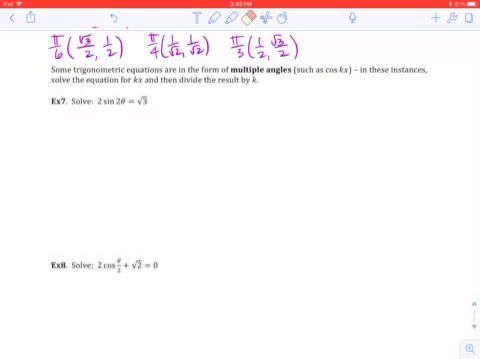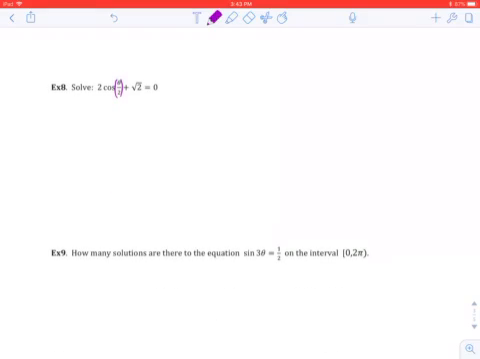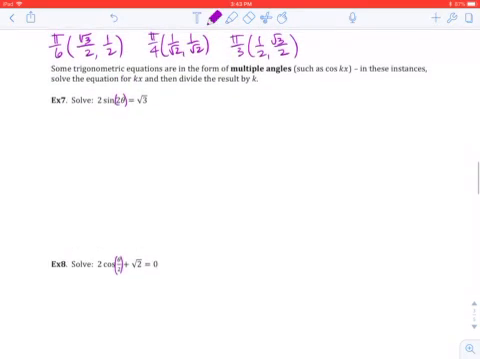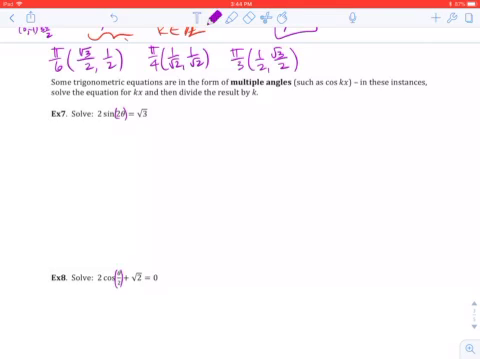So we have now a little bit different where instead of having just theta right here when we're solving our problems, we have 2 theta or theta over 2 or 3 theta, etc., or theta over 3. So how does that impact our solutions or the amount of solutions? It says some trigonometric equations are in the form of multiple angles where this k is in front of the angle measure. So what do we do? I'm going to show you.